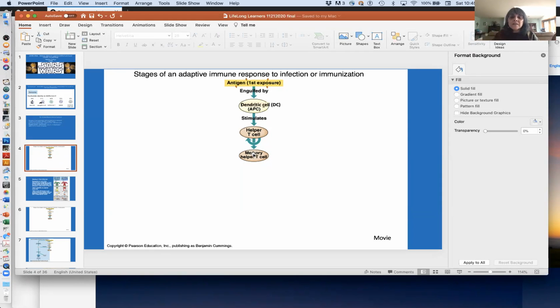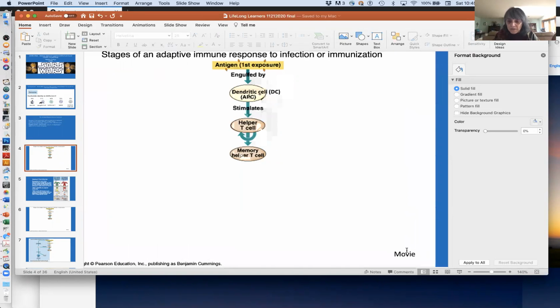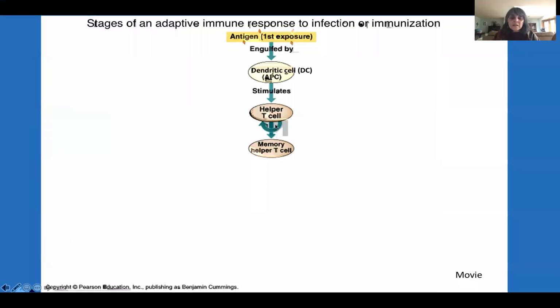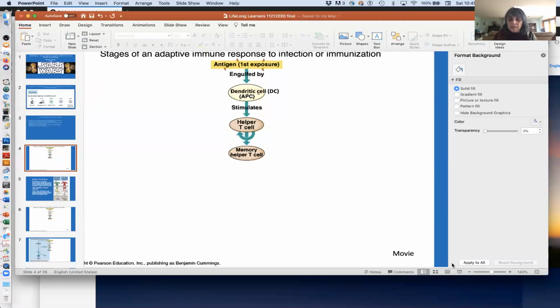That is, once a T cell or a B cell gets exposed to an antigen, it generates cells that have the same specificity. And they're called memory cells because they're long-lived. They're in the body for a long time. Now, I want to show you a little movie that tells you the important role of the dendritic cells in this process.